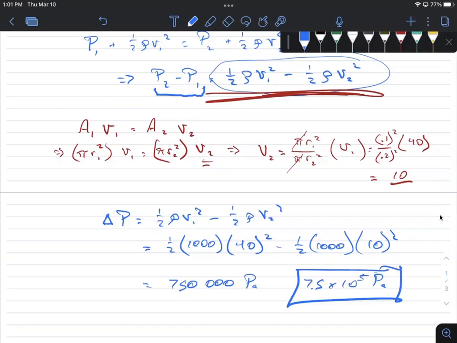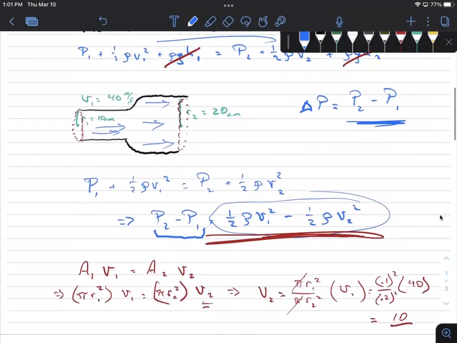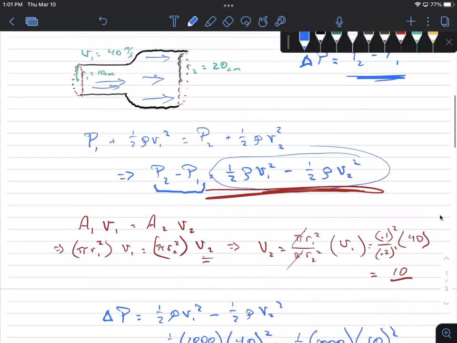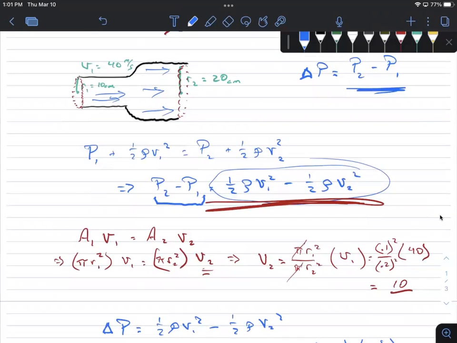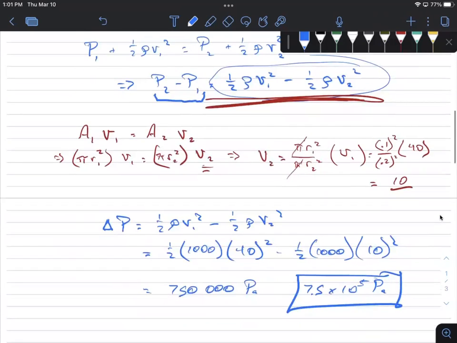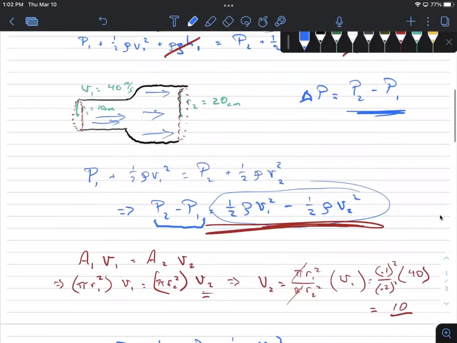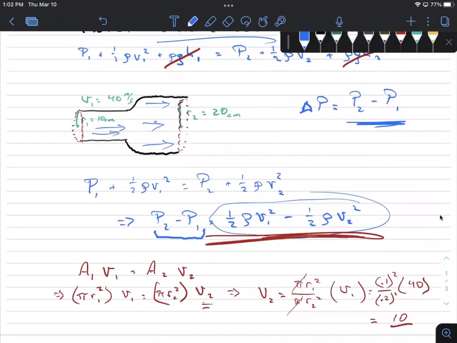Now here's another thing you can do. This answer might become positive or might become negative. In this case, if you notice, what I'm checking out is P2 minus P1. So I'm saying, how much bigger or smaller is the second pressure than the first? What my answer says is the pressure in the second part of the pipe is 750,000 pascals more than the pressure at the beginning of the pipe. And I can again ask, does it make sense? Should it be more or should it be less?